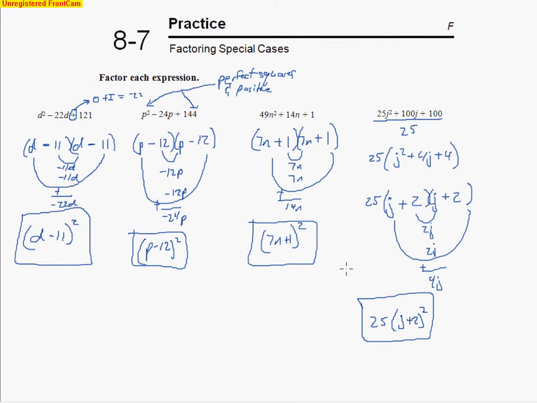So it's a special case that makes factoring easy, especially when you have big numbers like 49n squared. 1's not too big, but if this were like 36 or 49, it would seem kind of tough. But if you see two perfect squares as the first and last term, then try it. See if it's a binomial that's being squared, or a perfect square trinomial, they could call it.